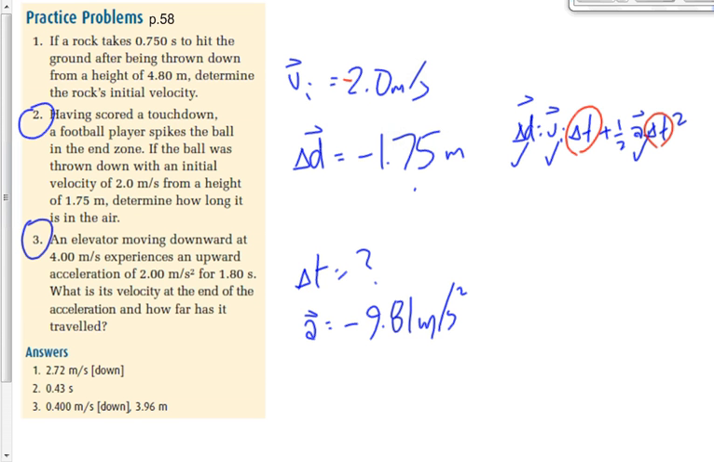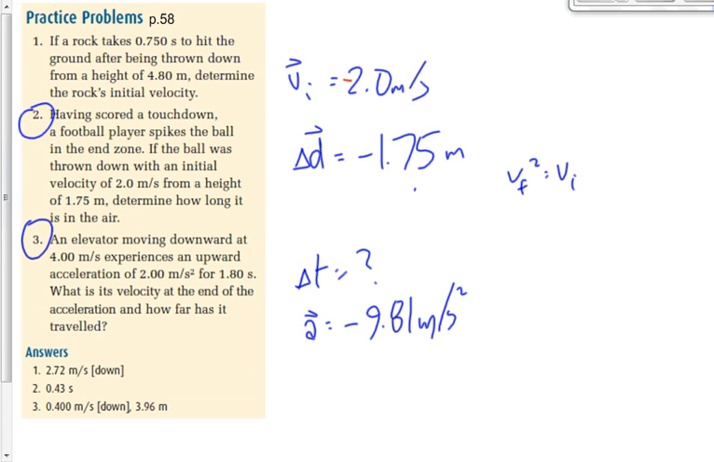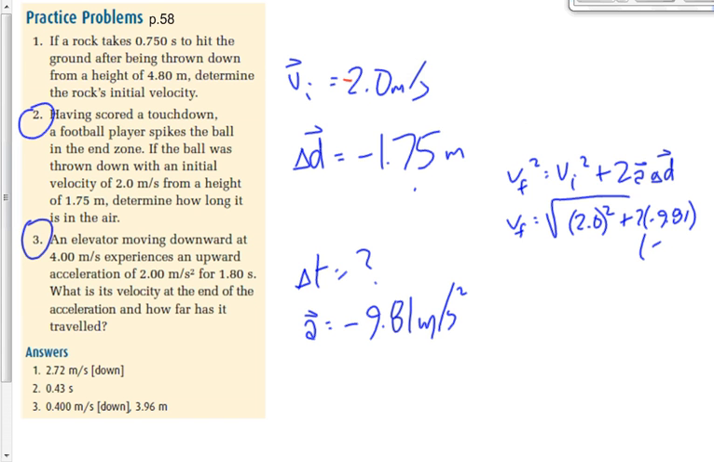How'd you find final velocity? Okay, so that's actually going to find its final speed, but we can put the negative on it because we know it's going to be a downward velocity, right? VF is the square root of VI squared. I want to say 2.0 squared plus 2 times negative 9.81 times negative 1.75. Is that right? Can I put a negative 2 there? Why not?